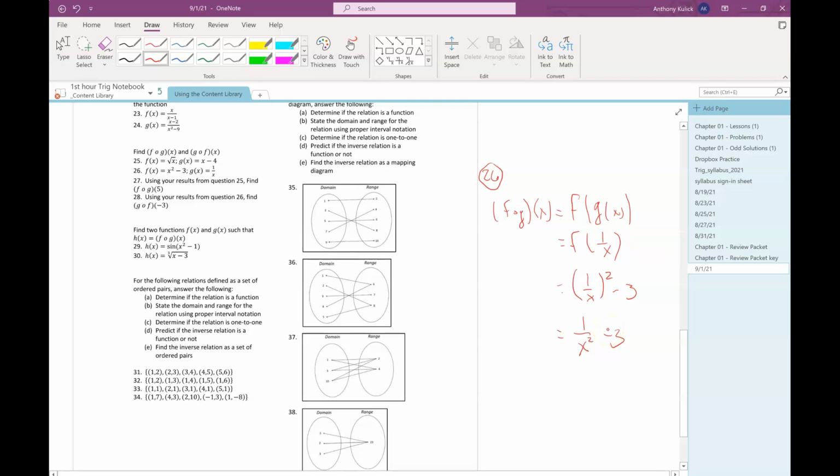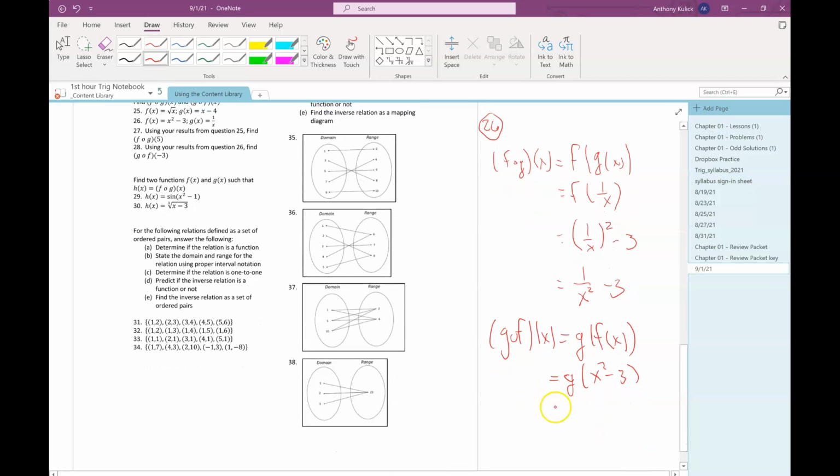Okay there? Okay. And then g compose f of x is just g of f of x. In this problem, the f of x is x squared minus 3. So when I plug that into 1 over x, I have just 1 over x minus 3. So the answer is just slightly different, right? One of them, the minus 3 is in the denominator, and the other one, it's not. Cool? Okay.